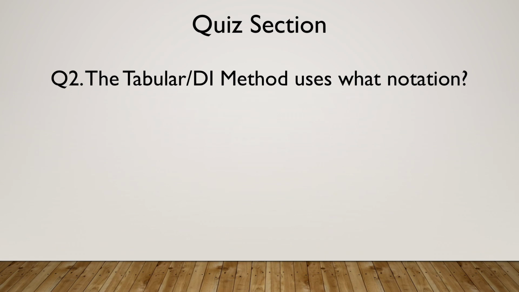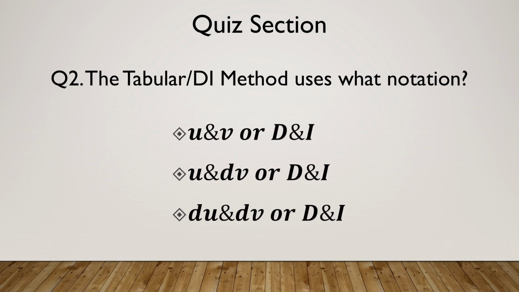Question number 2. The tabular or DI method uses what notation? Please remember to pause the video to try to answer these on your own. The possible answers for this question are u and v, or d and I; u and dv, or d and I; du and dv, or d and I. The correct answer was u and dv, or d and I.